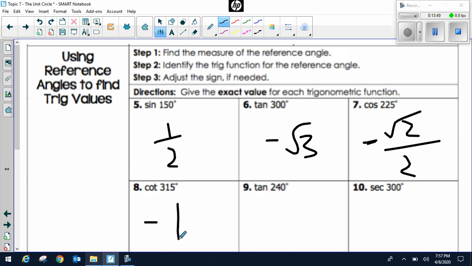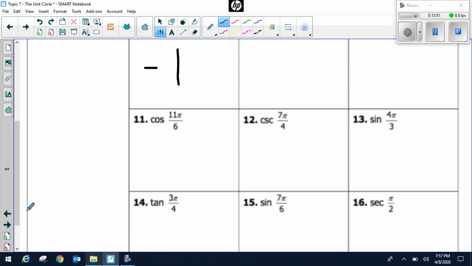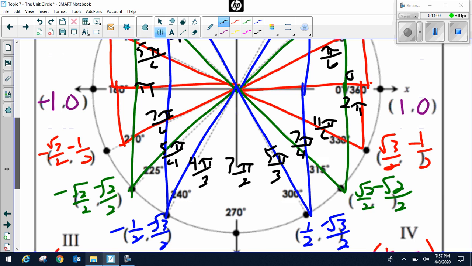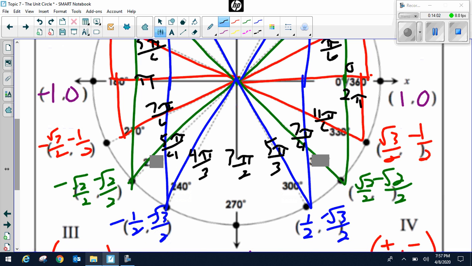And you just repeat that process all the way around. It repeats with the radians. It doesn't change anything. Just look at the radian measures, which are the insides of this unit circle that we've provided you. And if you have any questions, let me know.